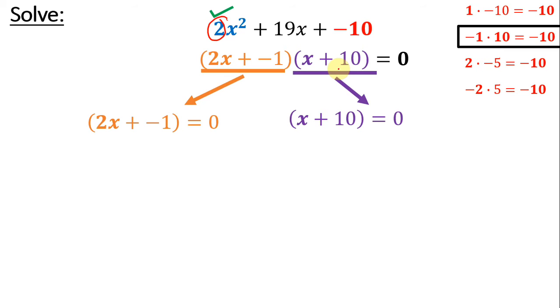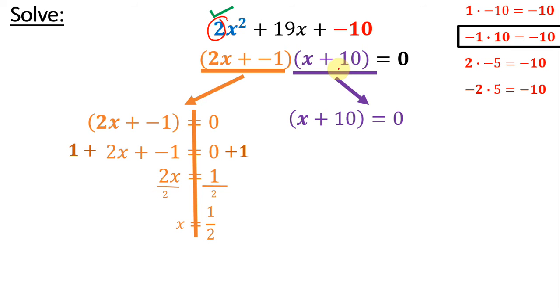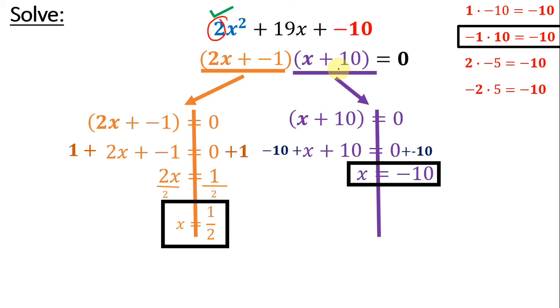Now I'm going to draw my river and solve my equations. Here, there's just one more step that I need to do. I'll add +1 to both sides, and then I'll divide both sides by 2. This means that x equals 1/2. Over here, I draw my river, add -10 to both sides, and x equals -10. My two solutions are 1/2 and -10.